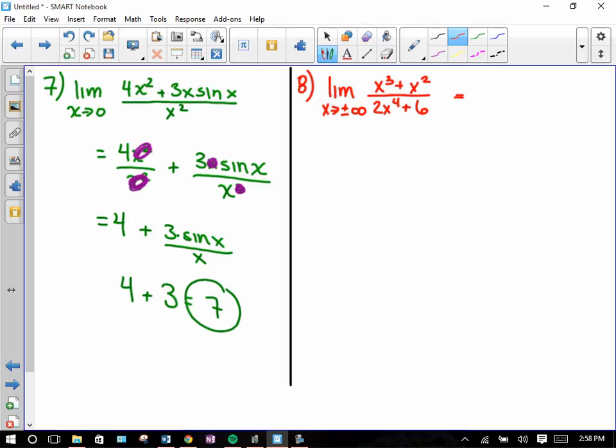The degree of the numerator is what? Less than the denominator, because 3 is less than 4. Therefore, that tells us that the horizontal asymptote is y equals 0, therefore my limit is 0.